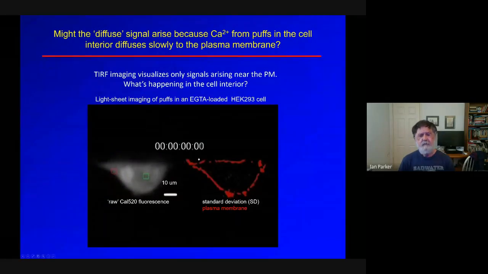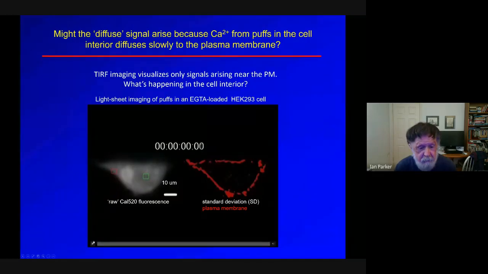Another possibility we thought about: could our diffuse signal be arising from puff sites in the cell interior? Everything I've shown you up to now was done by TIRF imaging, so we're only looking at calcium right next to the plasma membrane of the cell. And using light sheet imaging, we found, particularly in the HEK cells, that we can see puffs arising in the cell interior. So here again, this is just raw calcium fluorescence.